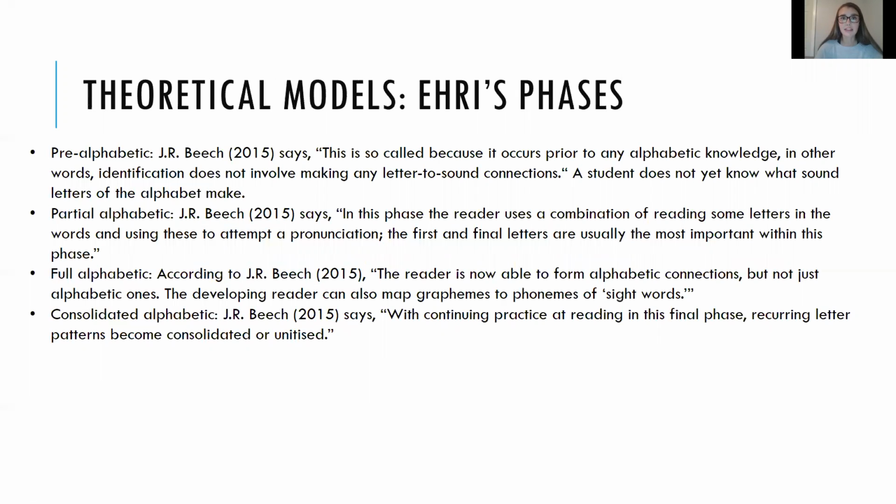Okay, so I'm going to tell you about the theoretical models. I'm going to start with Ehri's phases. There are 4 phases within this: the pre-alphabetic, the partial alphabetic, the full alphabetic, and the consolidated alphabetic. J.R. Beach is where I'm going to be citing my sources from. So J.R. Beach 2015 says the pre-alphabetic stage is so-called because it occurs prior to any alphabetic knowledge. In other words, identification does not involve making any letter-to-sound connections.